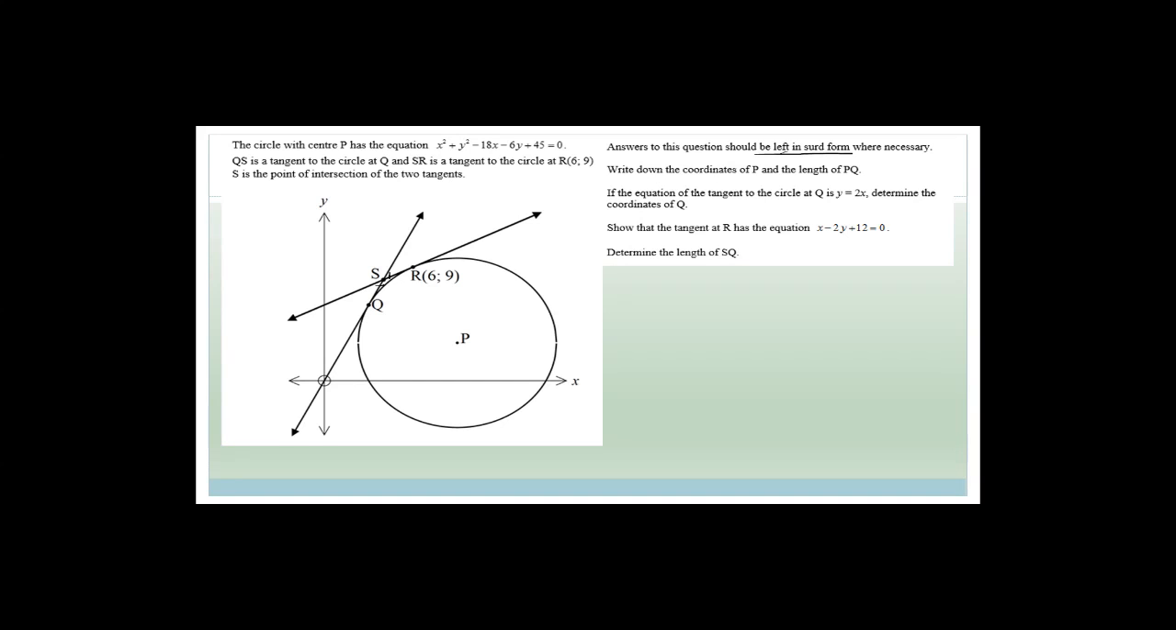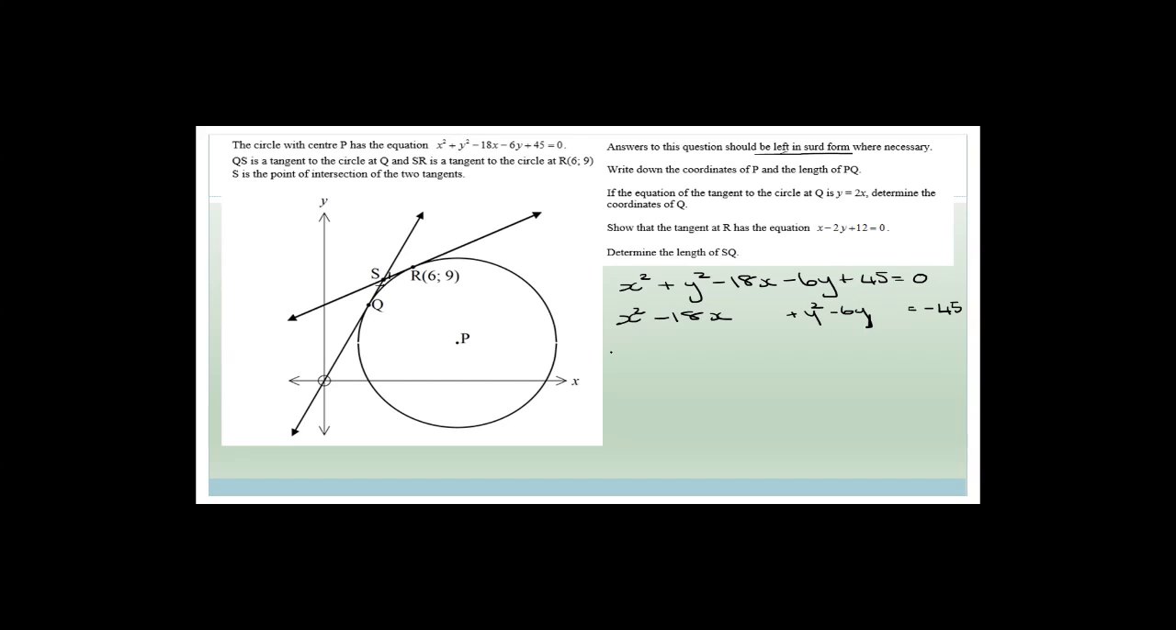Then it says, write down the coordinates of P and the length of PQ. So what they're really wanting us to do is take this equation for the circle, x squared plus y squared minus 18x minus 6y plus 45 equals 0, and rearrange it and complete the square. That's what they're really asking us to do. So let's do that. We've got x squared minus 18x, okay, plus y squared minus 6y is equal to negative 45, because you're going to take everything that's not got a y in it or x in it to the other side. Okay, so now we're going to complete the square.